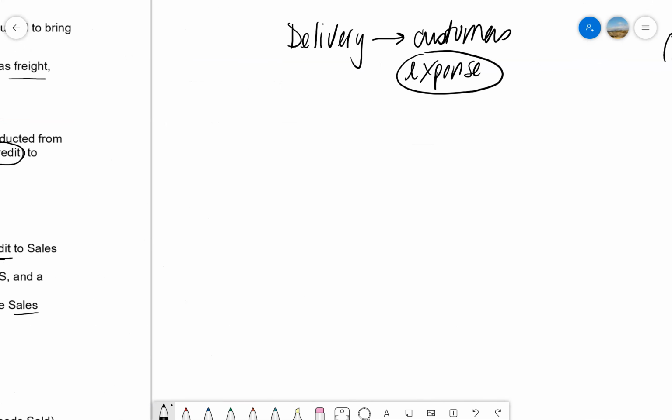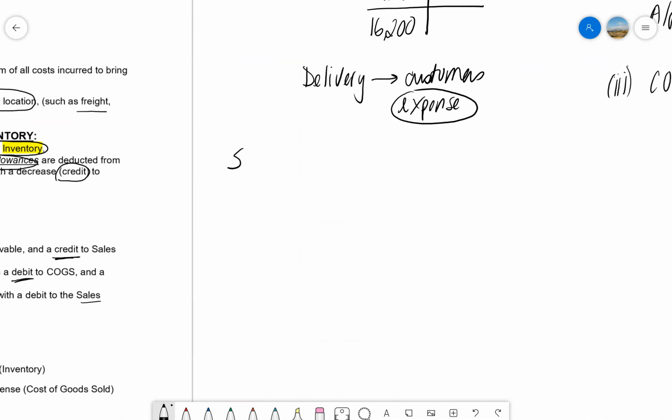Now in Starter 5-9, we are going to be making some sales revenue. So let's look at what happens on August the 1st. On August the 1st, the company sells $160,000 of sportswear using the credit terms 2/10 net 30.